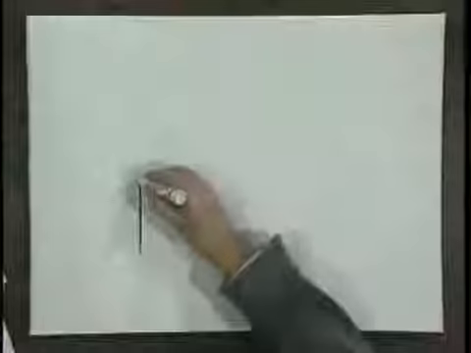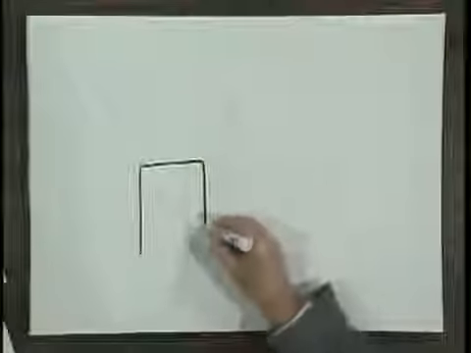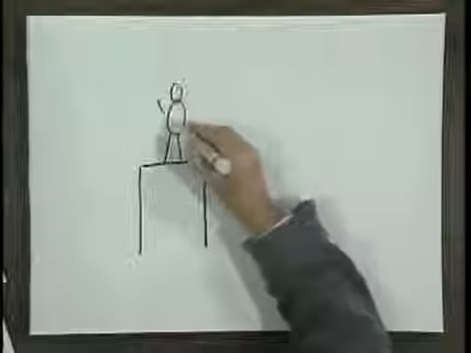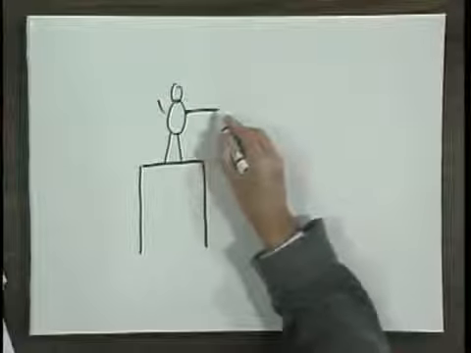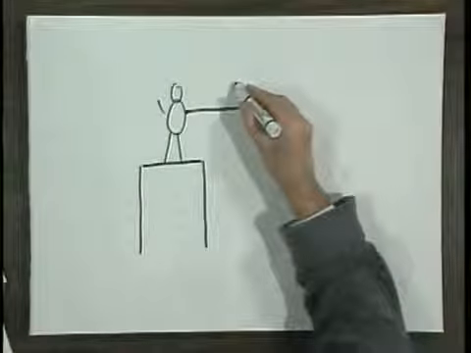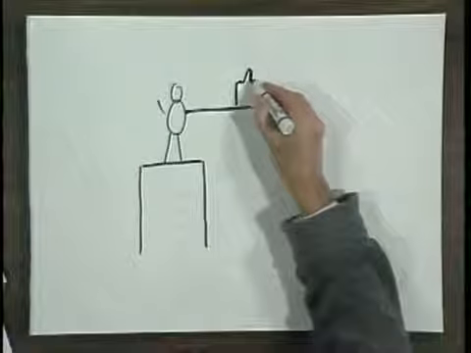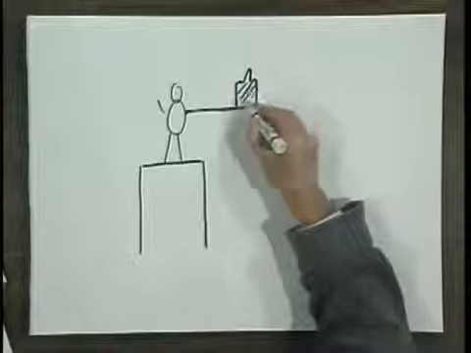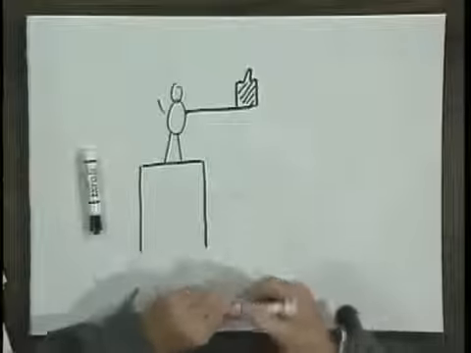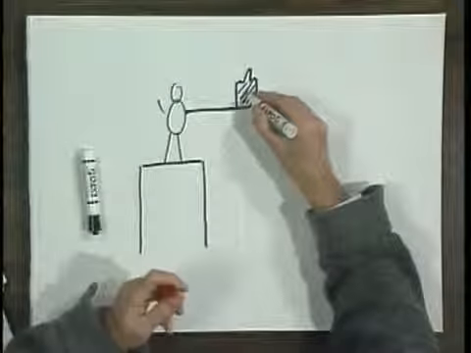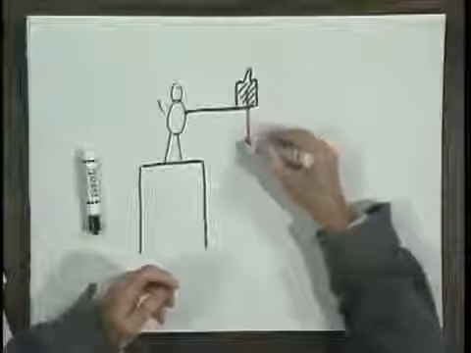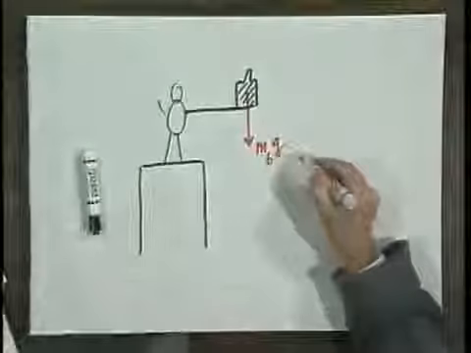Suppose I stand on a table. This is the table, and I stand here. And I have here, carrying in my hand, a bottle of water. Let's say it's 1 gallon of water. Well, this bottle of water has a mass m bottle, so the gravitational force down is mBg.